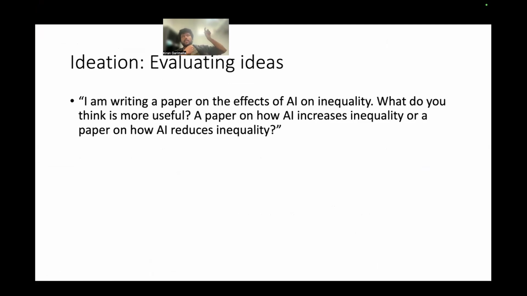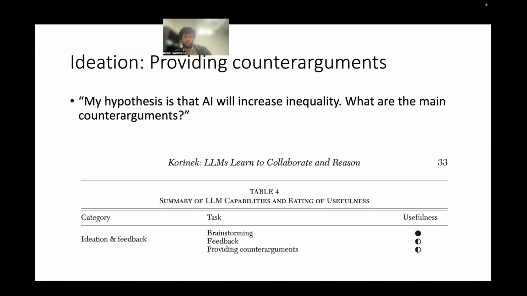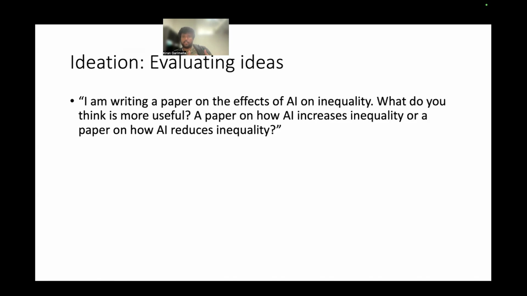So maybe I read that and I find a couple of them, but I want to connect them together, or I have another idea and I want to evaluate it, right? So something like this. I'm writing a paper on the effects of AI on inequality. What do you think is more useful? A paper on how AI increases inequality or how it reduces inequality? So again, I know the answer to some of these, right? As an area expert, I'm doing research on this, I know maybe that AI increases inequality, whatever.